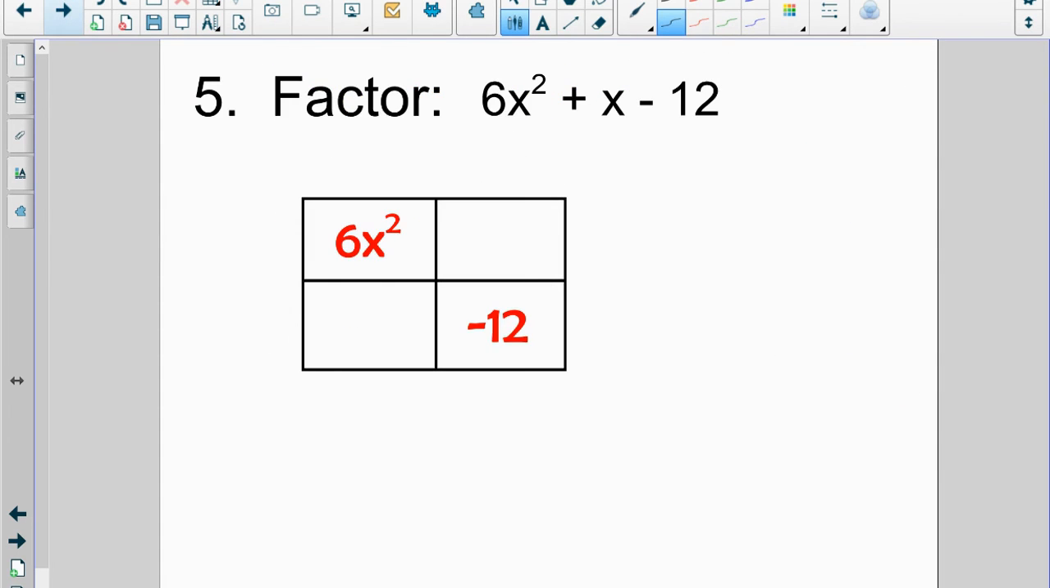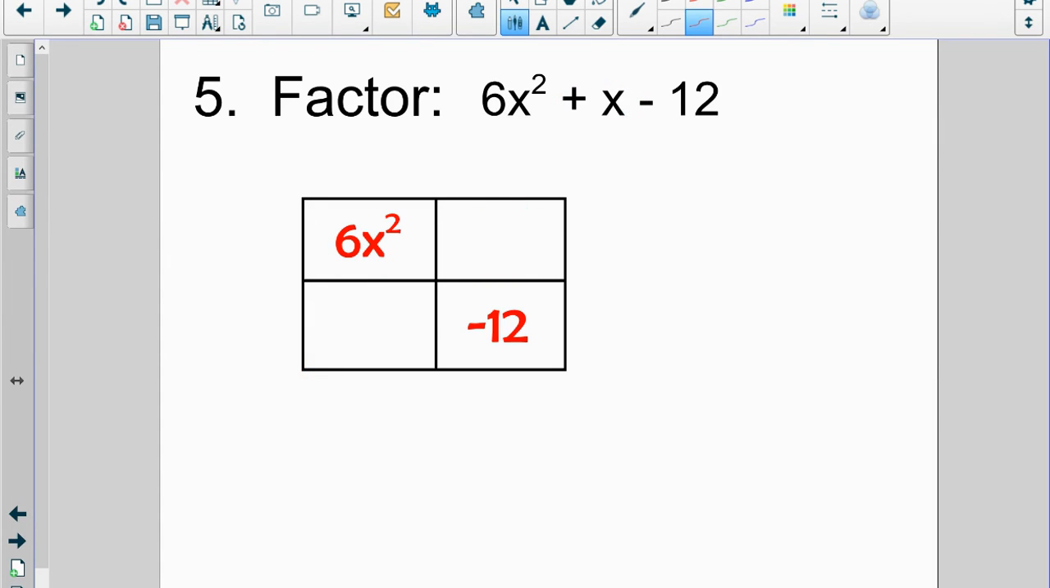All right, our final example, we have 6x squared plus x minus 12. And I realize I don't have this one color-coded, but that's okay. We don't need that anymore. We start with 6x squared in the first box, and the negative 12 goes in the last box. And we have to try to figure out, how do these other two boxes add up to 1x? That's the challenge. If we can figure it out, we've got our puzzle solved, and we can write it in factored form instead.